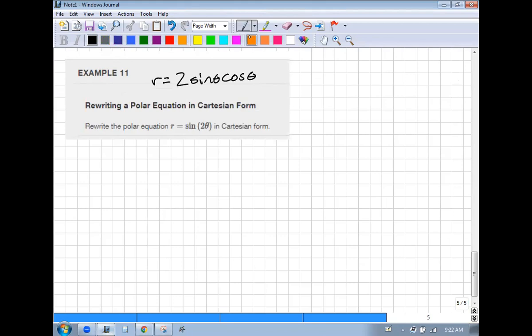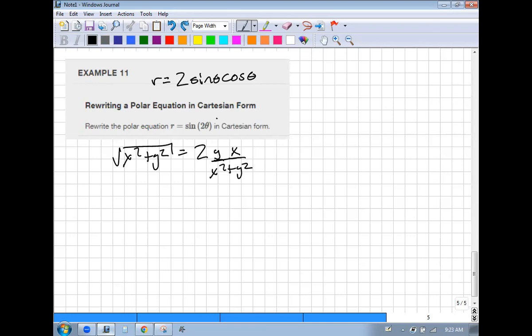Now if we do our substitution, r here is the square root of x squared plus y squared. Sine is y over r, cosine is x over r. So we have an r squared down here, so that's just x squared plus y squared. Okay, so we're done. Boom. That's the mindless part, just doing the substitution.